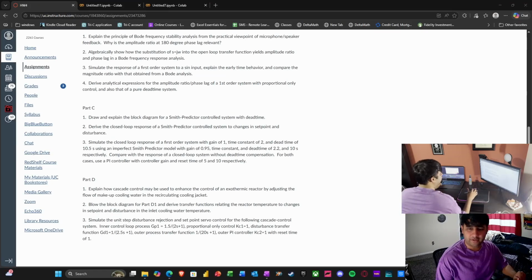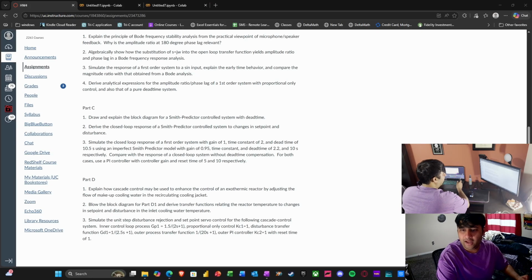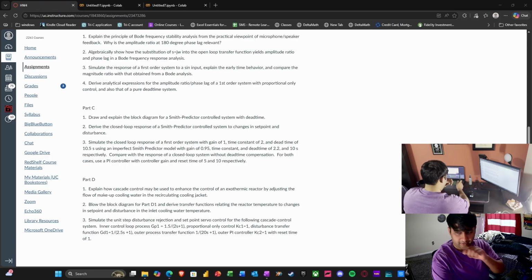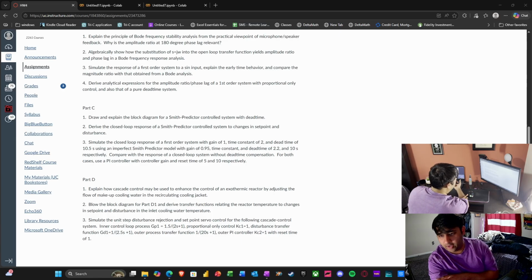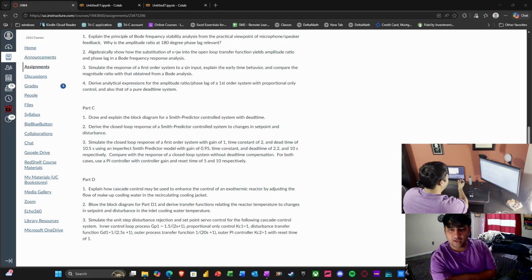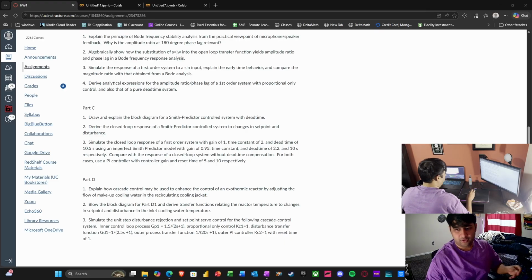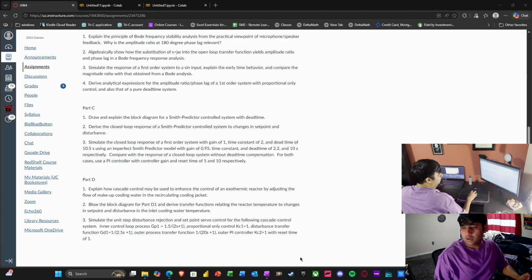Okay, so this is part D for PDC. What we're going to do is explain how a cascade controller may be used to enhance the control of an exothermic reactor by adjusting the flow of makeup cooling water in the circulating cooling jacket. And then we're going to draw the block diagram, derive the transfer functions, and then simulate the unit step disturbance rejection.